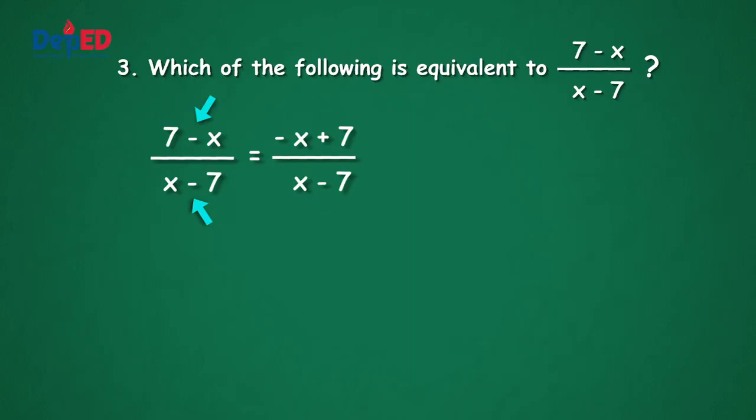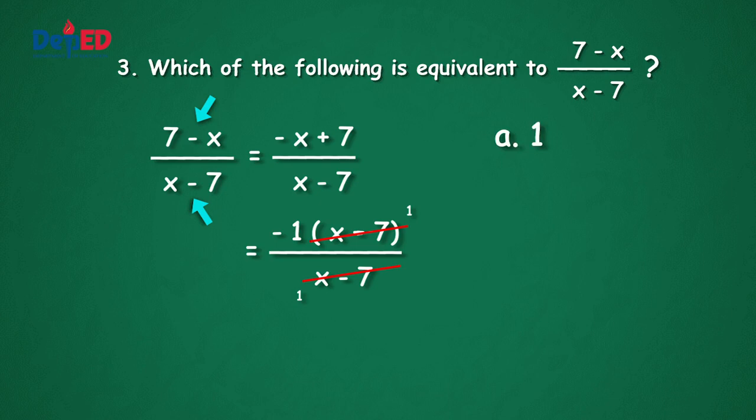Now, what can we do to simplify the expression? We can factor out negative 1 from the numerator. And we will have negative 1 times the quantity x minus 7 all over x minus 7. Then divide common factors. So what do you think will be the simplified form of this rational expression? It is C, negative 1.